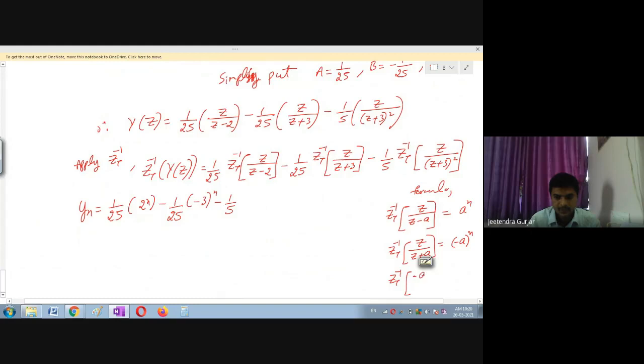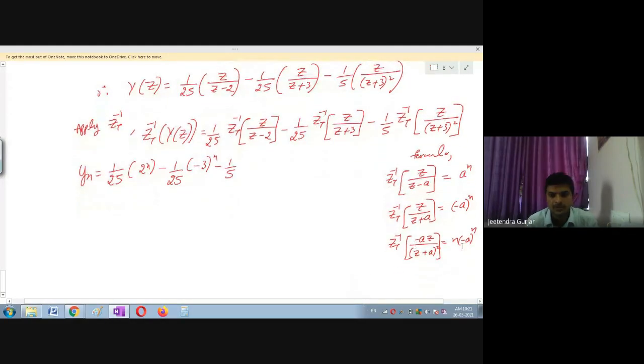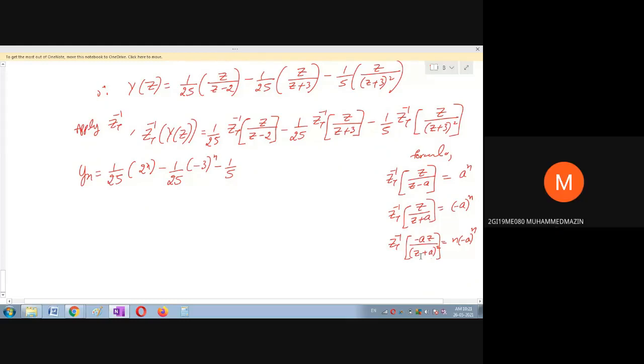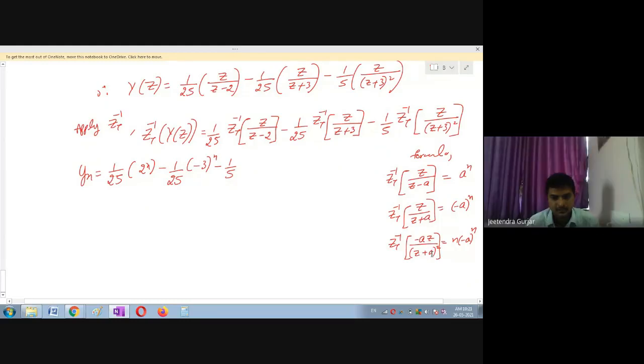if I take here minus az divided by, this is going to become z plus a square. Okay, so this is going to become n minus a raised to n. So please note down this formula friend. So what I want here, this is 3, z plus 3 it is. So we will take here 3. Is it clear?